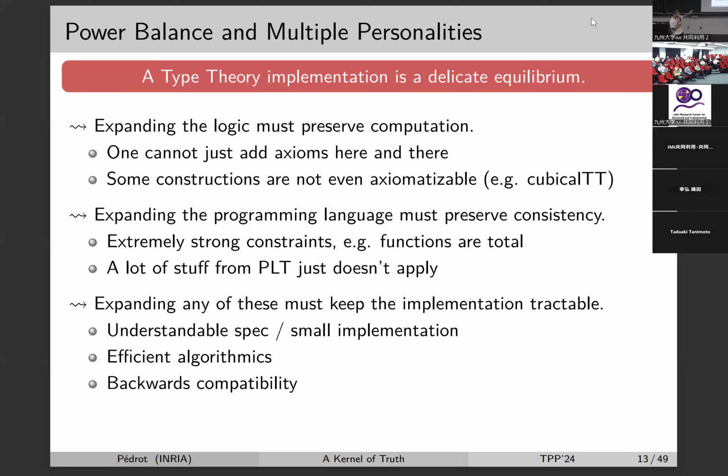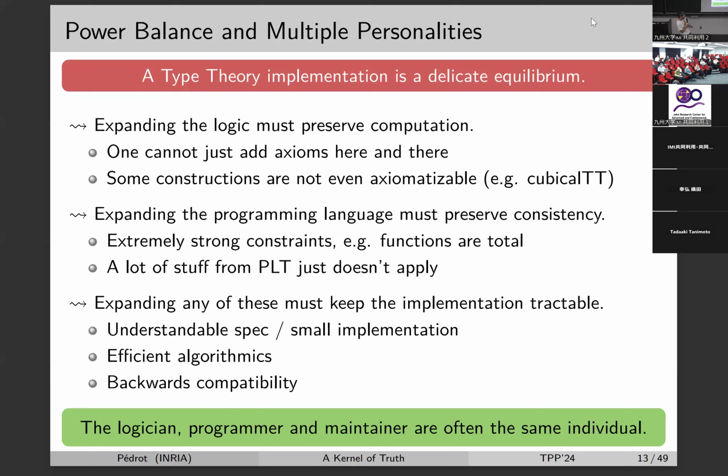So you want to have a spec you can kind of trust with a smallish implementation. Something nobody tells you about is efficient algorithmics. There is no purpose if you have a kernel that takes the age of the universe to type check a term. And then the dreaded backwards compatibility, because if you look for too long at the kernel, you're going to break code in the wild, and people are not happy when you break the code. So you have to take that in.